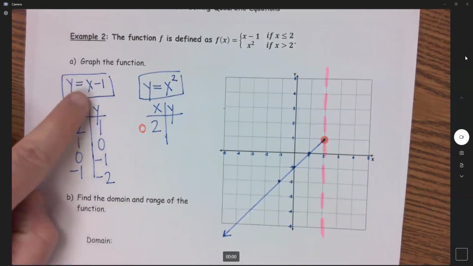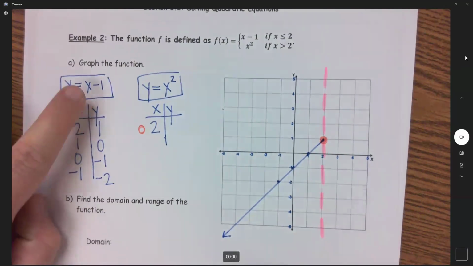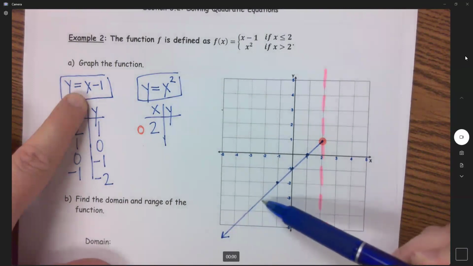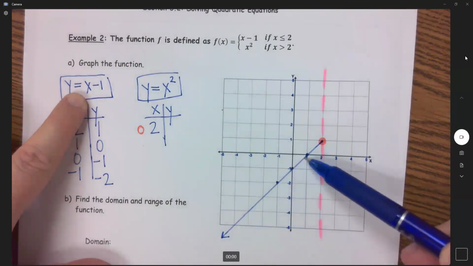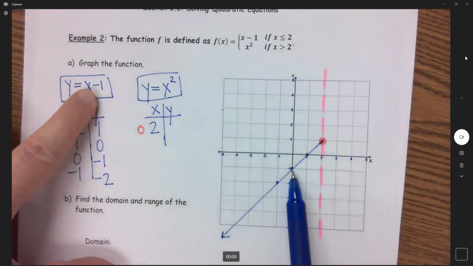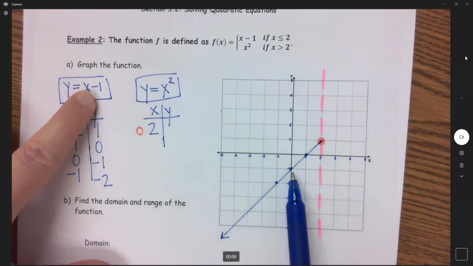Which, if we know our y equals mx plus b, this should all make sense. These all have a slope of 1. We're going up 1 over 1, up 1 over 1. And it has that y-intercept right here at -1.